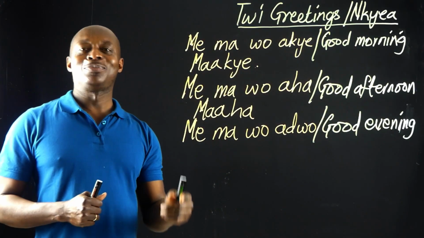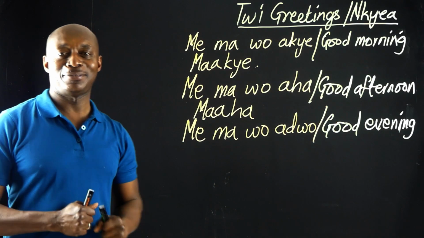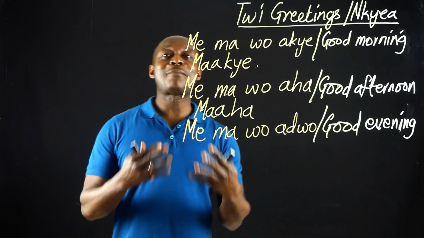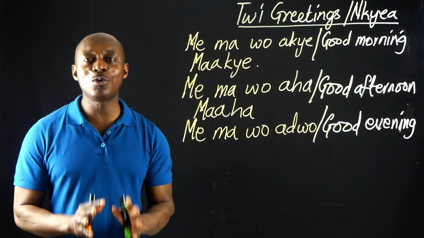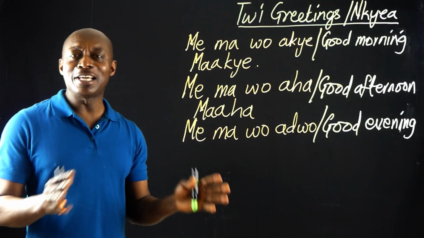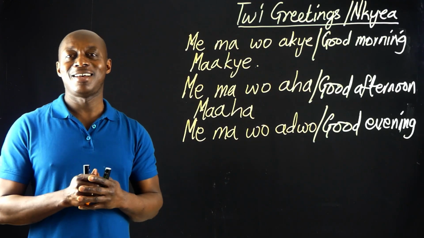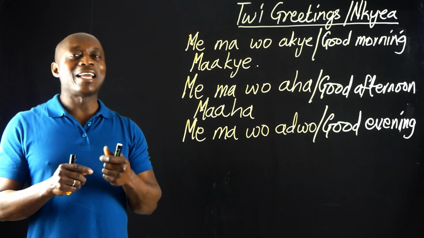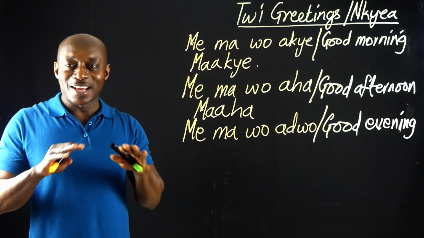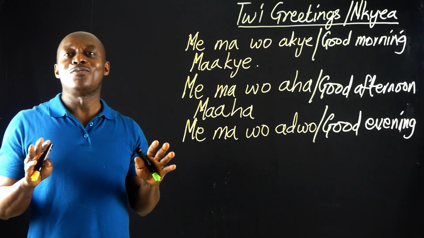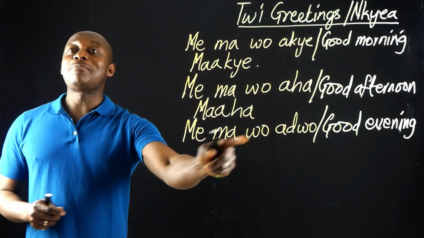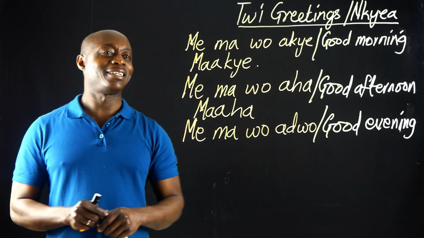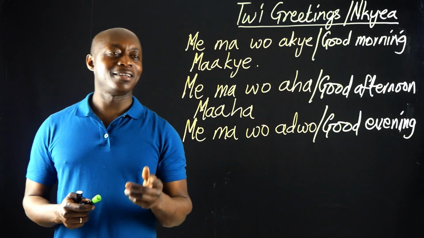Memawo adwo, meaning good evening. Adwo, when we say adwo, it means something is cold, or it has cooled down. It is believed that in the evening the sun is set and everywhere is cool. So it's calm and peaceful. So when we say memawo adwo, it means good evening.